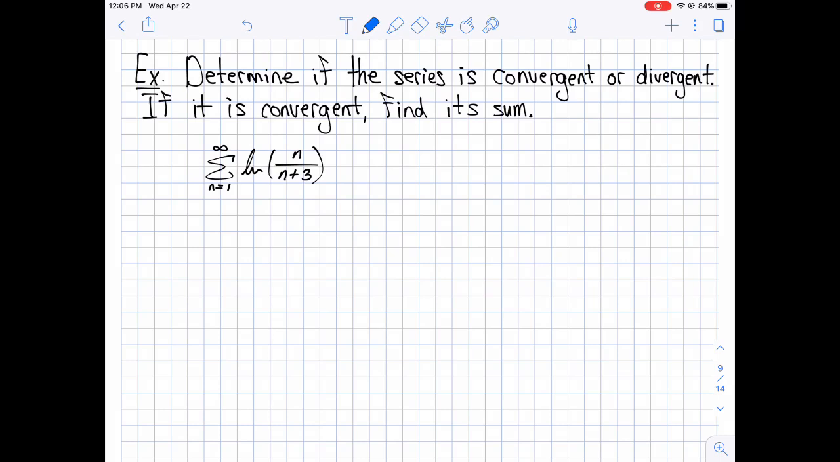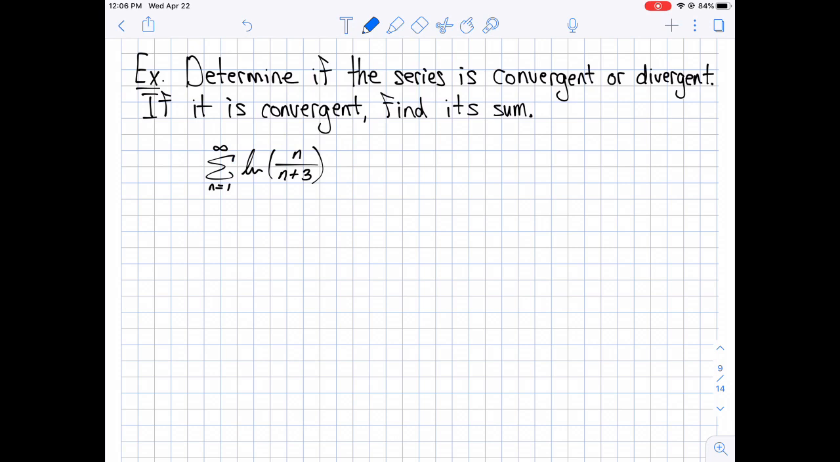So here we have one more example dealing with a telescoping series. And here we're going to determine if this series converges or diverges. And if it is convergent, we will hopefully find its sum. So here we are looking at the sum of ln of n divided by n plus 3.